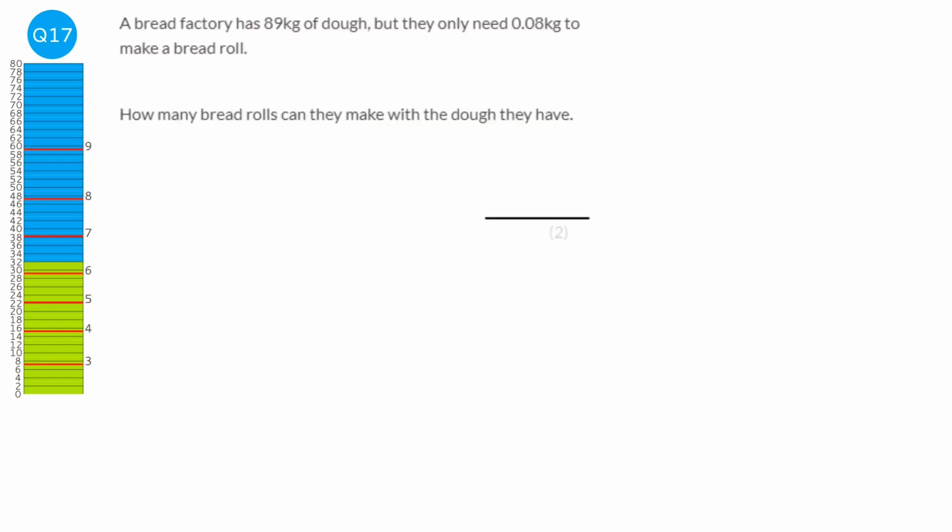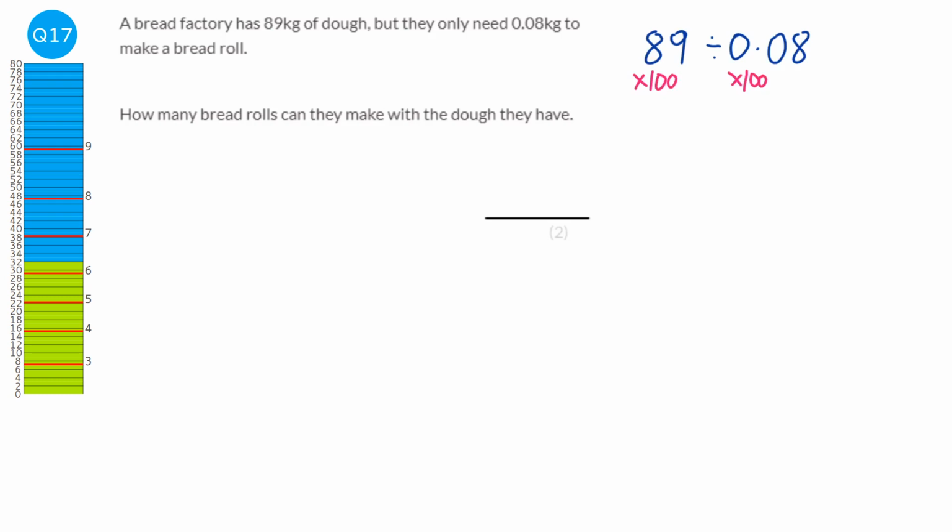So here we're asked to find out how many bread rolls we can make. We've got 89 kilograms and it takes 0.08 kilograms to make a bread roll. Something we can do is convert these into grams, or we can just keep it at kilograms, but I've got a neat little trick. And the trick is, if you've got a decimal when you're dividing, as long as you do the same thing left and right, you can multiply them by 10 or 100. In this case, we're going to multiply both by 100.